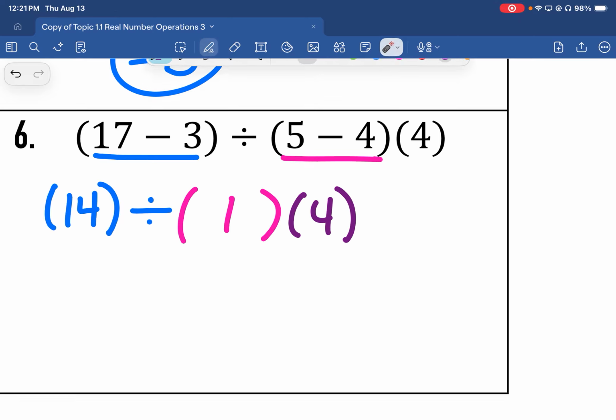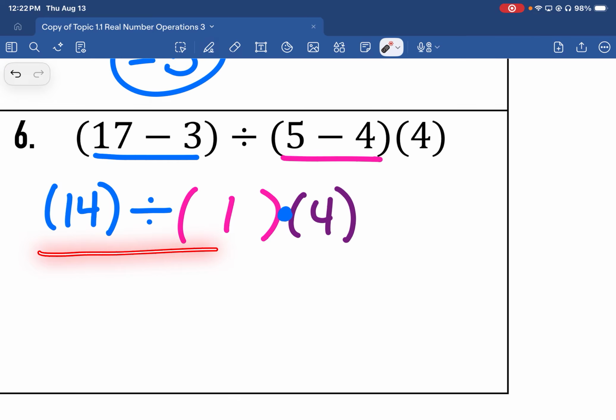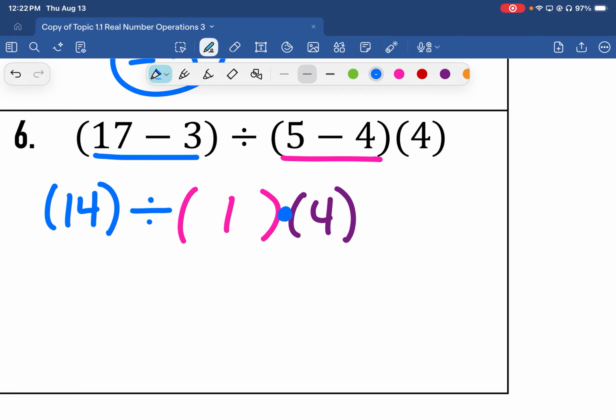Now, when you have 2 parentheses next to each other, what operation is that? Multiplication. So we're really just multiplying and dividing those last 3 things, right? So I go in what order? So what is 14 divided by 1? 14. What is 14 times 4? 58.